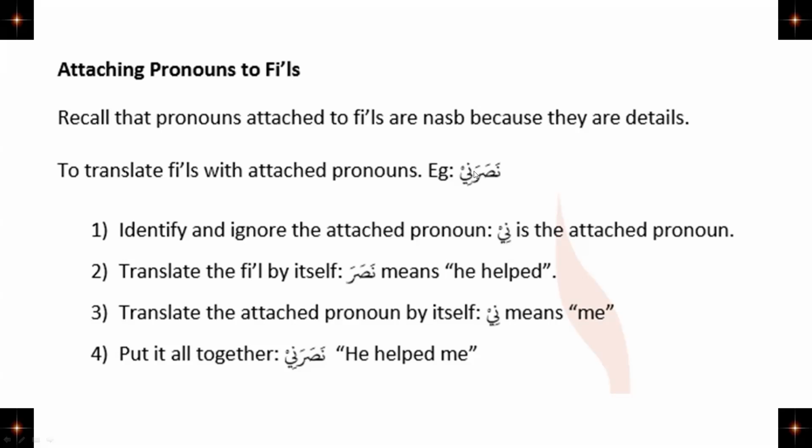Good. These are the steps. First of all, for me to translate this, easy. First of all, identify and ignore the attached pronoun. I know this, the attached pronoun. How do I know? I know the root word is na, sa, ra. Like ka, ta, ba, za, ha, ba, ra, ba, ha, la, fa, wa, ba, a, and so on. The majority of fi'ls in Arabic are 3-letter words, actually. Okay. First, identify the fi'l and identify the pronoun. So when we identify the pronoun, keep it separate and then translate the fi'l alone.